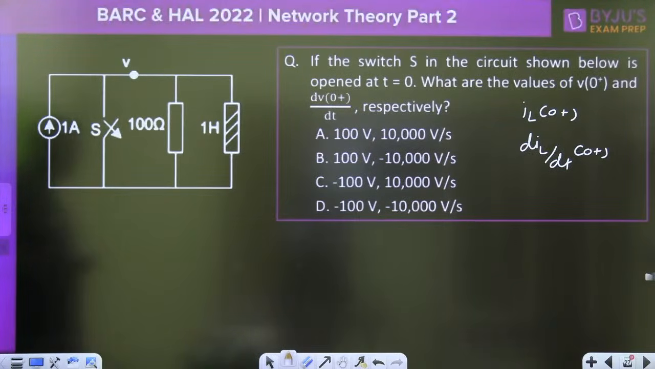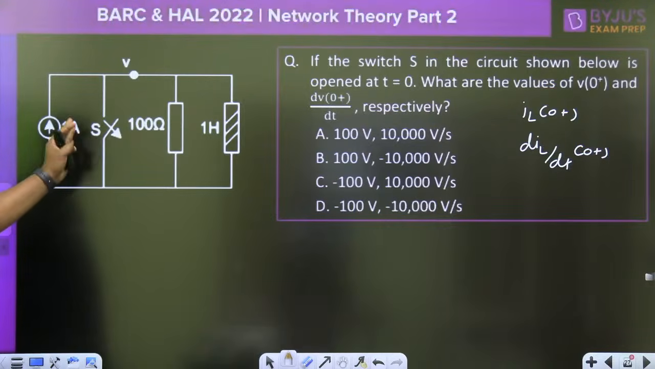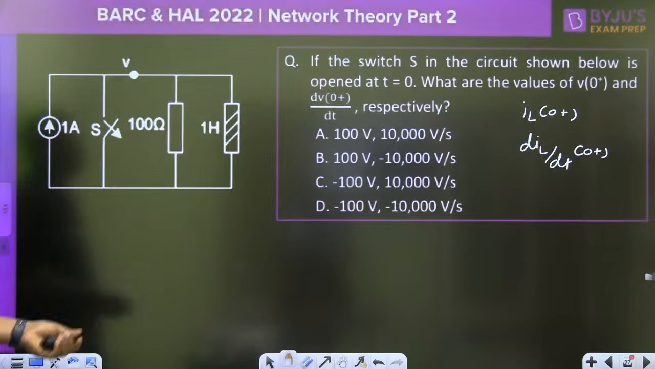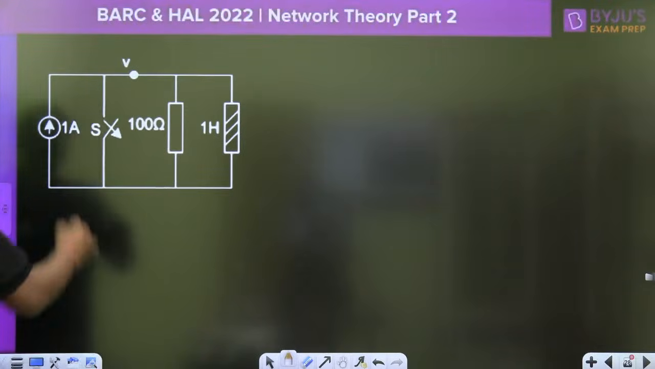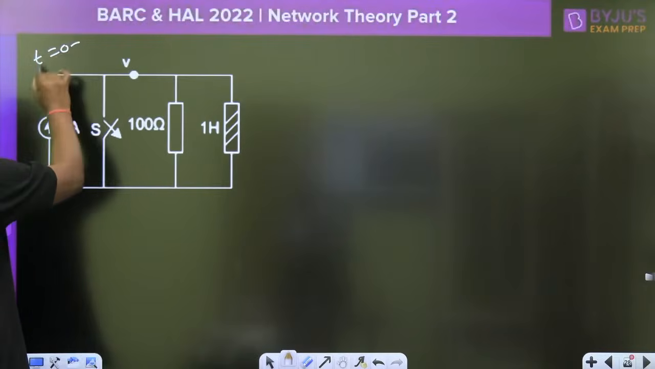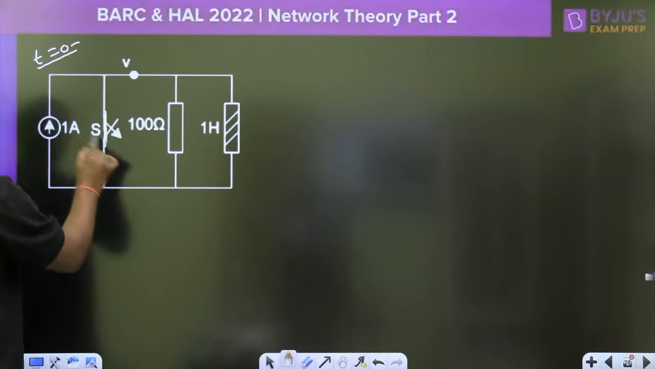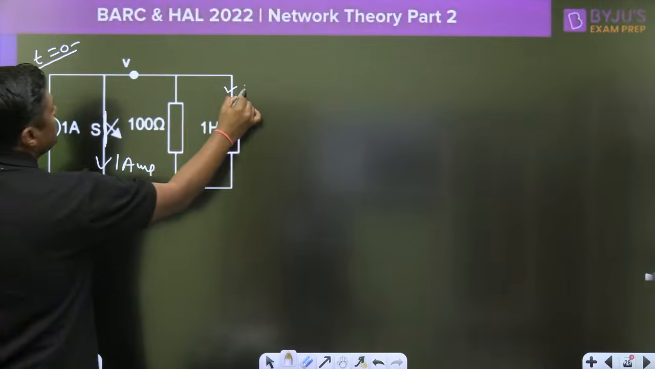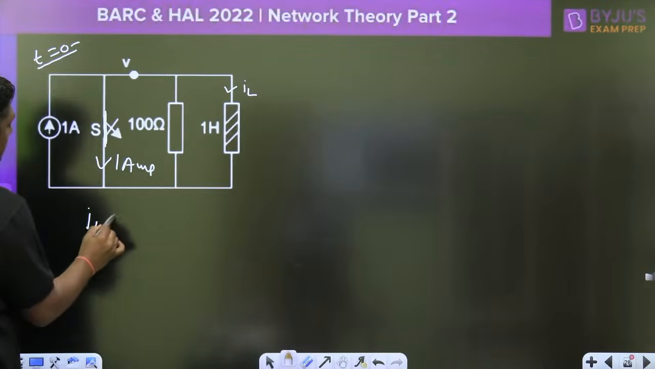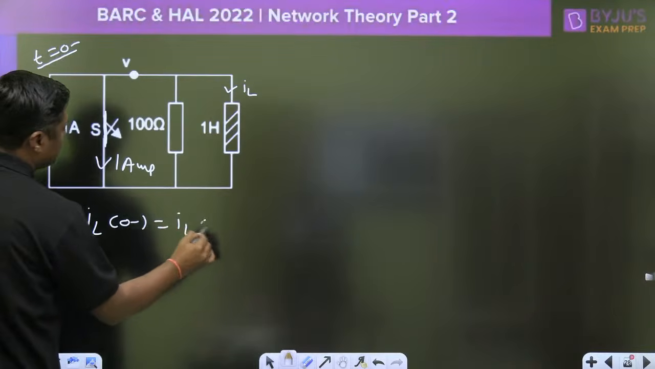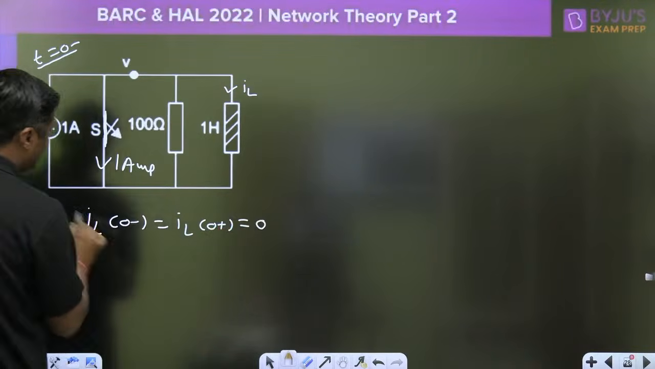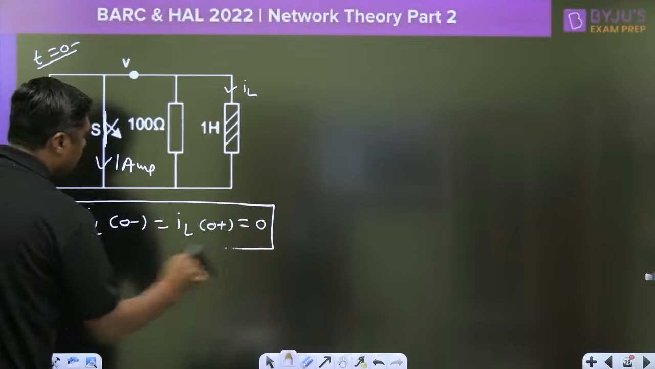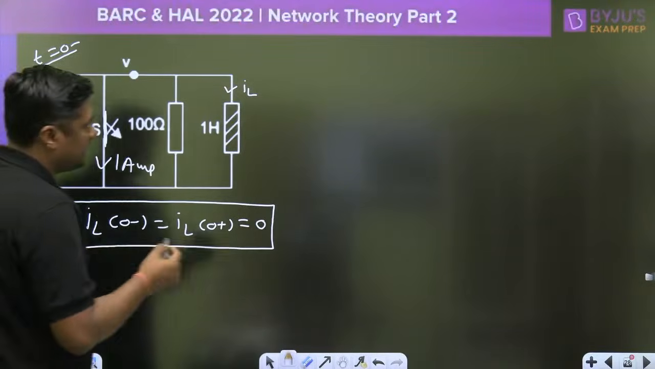Let's see how we can build this. At t equal to 0 the switch is opened. When the switch is closed, what is the current through the inductor? It is 0. For t negative, the switch is closed and the complete current passes through the switch. The initial current through the inductor is 0. Remember, an inductor does not allow a sudden change of current.